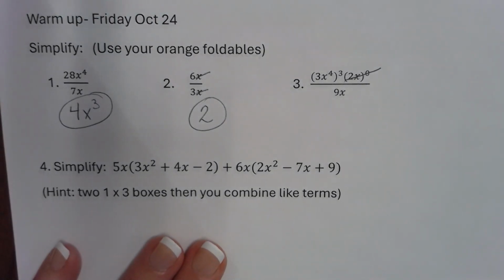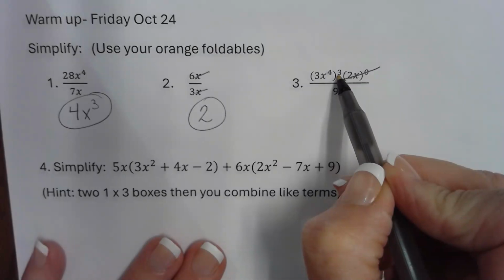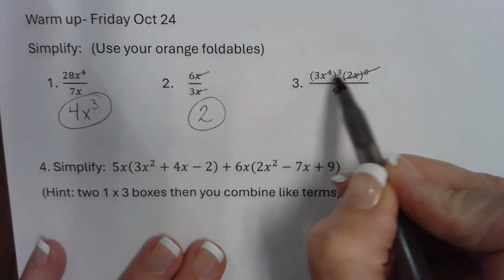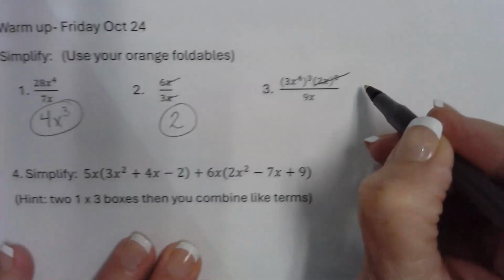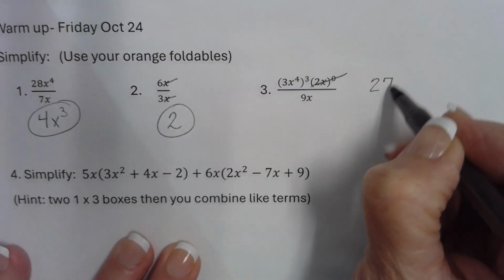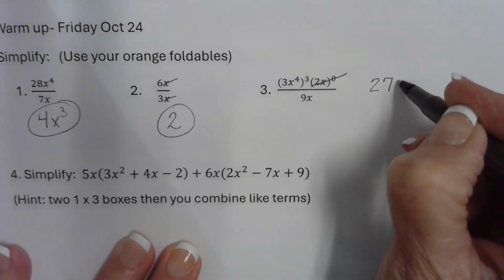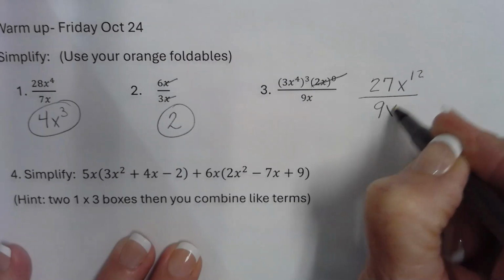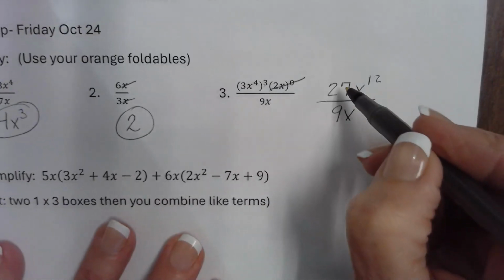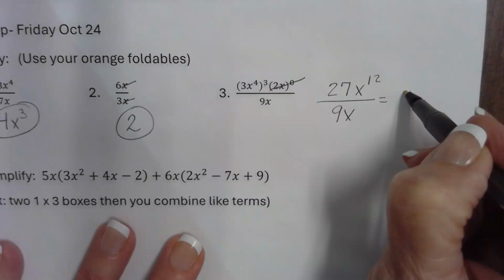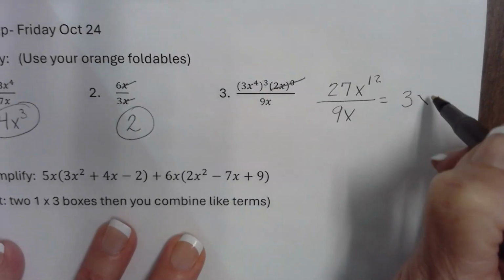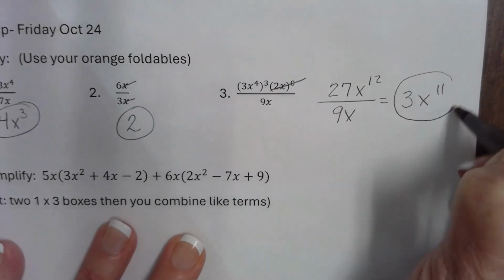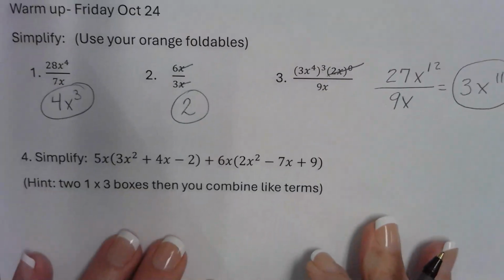Now I need to do power to a power. I always want to do power to a power first. This is not 3 times 3, it's 3 squared, which gives me 27. Then I multiply powers here and I get x to the 12th. I'm going to slide the 9x over. Now it is a division problem. 27 divided by 9 is 3, and I subtract powers and get x to the 11th. Question on those three?